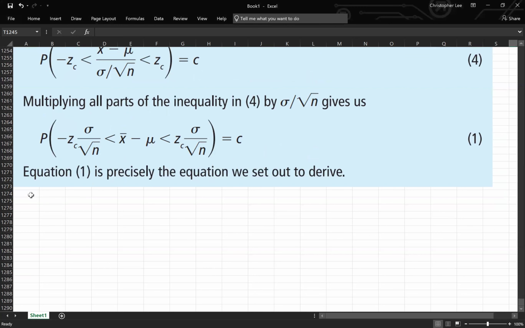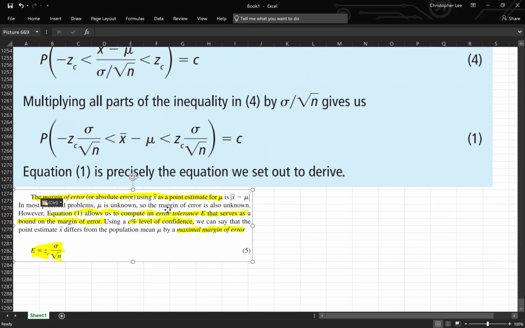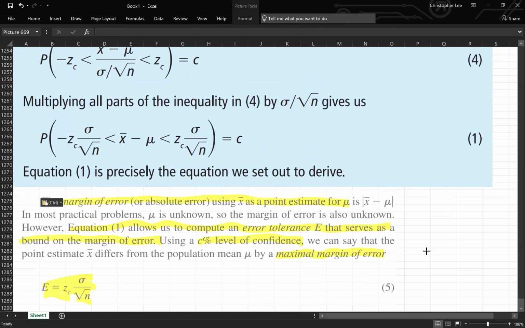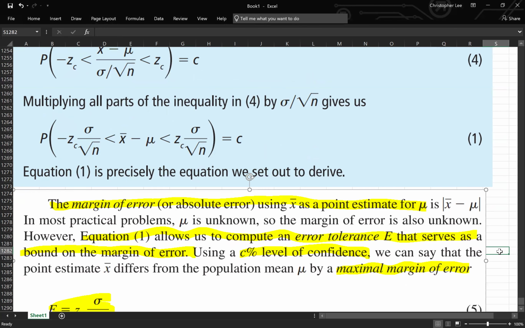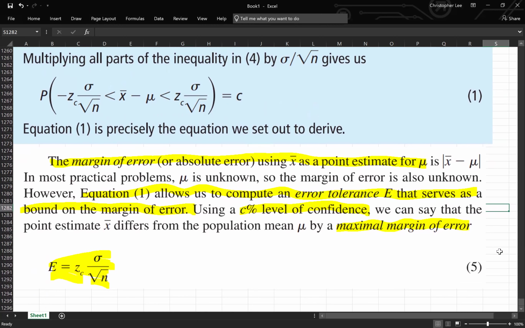All right. Let's get to the meat and potatoes right here. So the margin of error, or absolute error, absolute value. There you go. Using the X bar as a point estimate for mu is the absolute value of X bar minus mu. In most practical problems, mu is unknown, so the margin of error is also unknown. However, equation 1 allows us to compute an error tolerance, E, that serves as a bound on the margin of error.